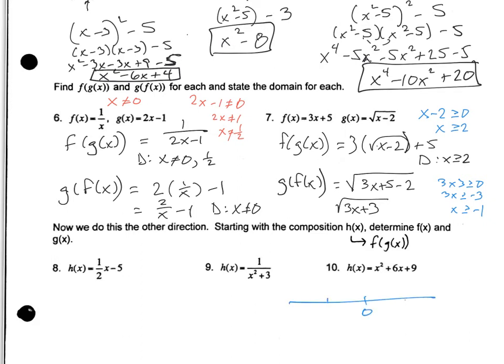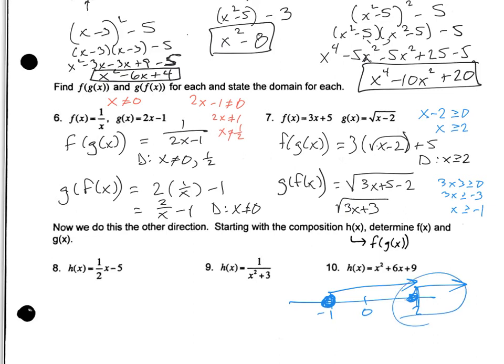So here's 0. Here's negative 1. Here's 2. This one says x is greater than or equal to 2. So it's like that. This one says x is greater than or equal to negative 1. And you have to ask yourself, which one gets rid of or does not include the most numbers? At 2, we don't include anything all the way to the left. So this clearly is a little bit more restrictive.